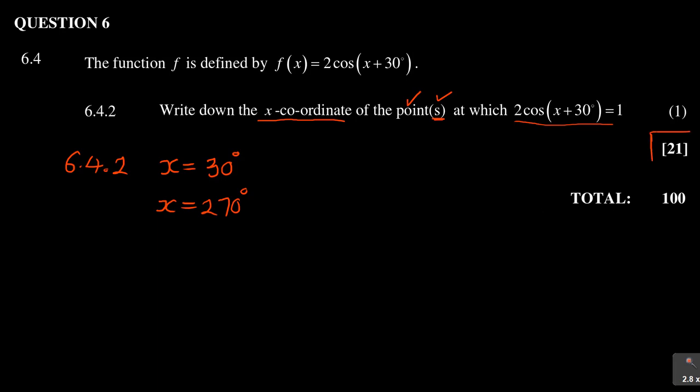Now you can see that this was out of 21, meaning it is the end of question 6, and at the same time you can see that they are now telling us the total is 100, meaning this is the end of the question paper for mathematics N3 out of 100 marks.